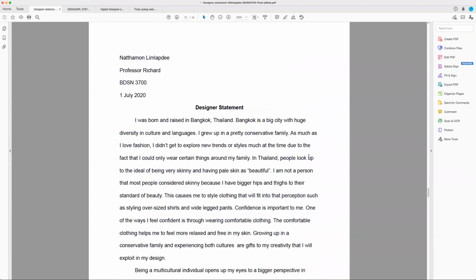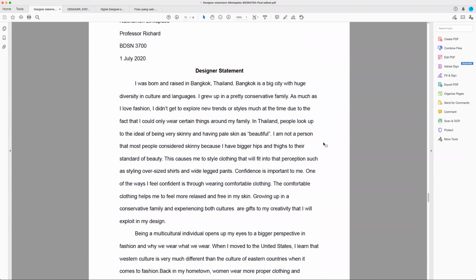This causes me to style clothing that will fit a person that won't fit into that perception, such as oversized shirts and wide leg pants. Confidence is important to me. One of the ways that I feel confident is through wearing comfortable clothing. The comfortable clothing helps me feel relaxed and free on my skin. Growing up in a conservative family and experiencing both cultures are gifts to my creativity that I will exploit in my design. Being a multicultural individual opens up my eyes to a bigger perspective of fashion and why we wear what we wear.